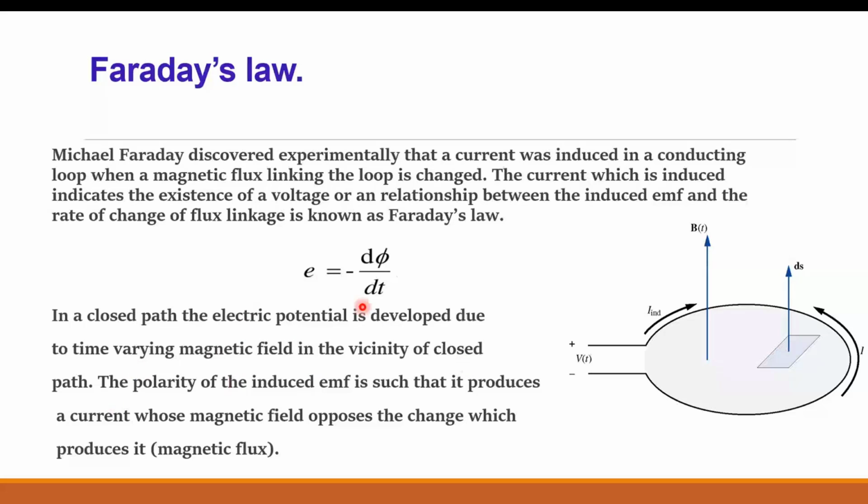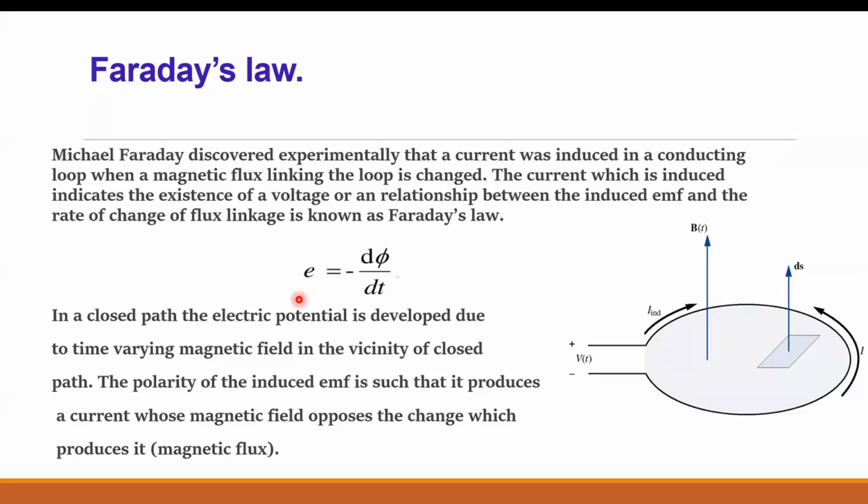So the polarity of the induced EMF is such that it produces a current whose magnetic field opposes the change which produces it. So flux is causing EMF, and whatever EMF is induced will oppose the change of flux in return, right? So these things are related by Faraday's law. Now how is this equation used as a Maxwell's equation? Let us see.